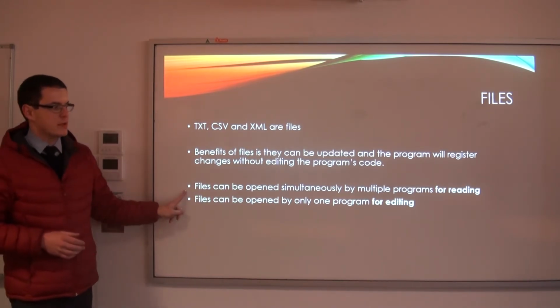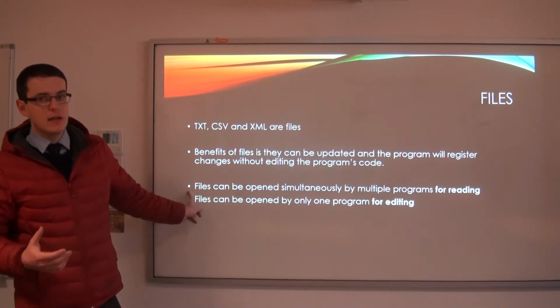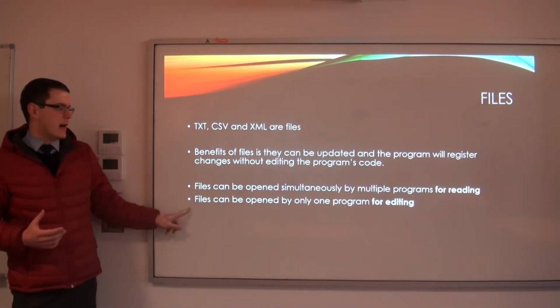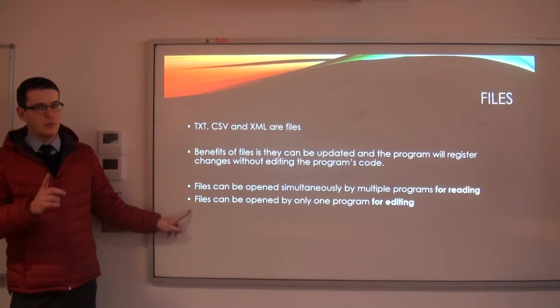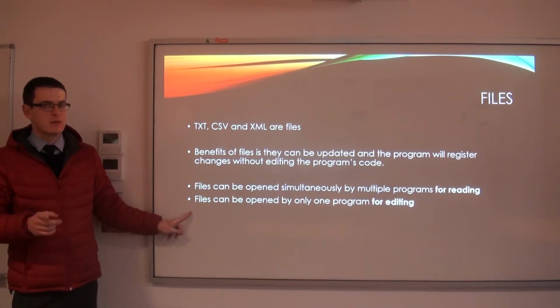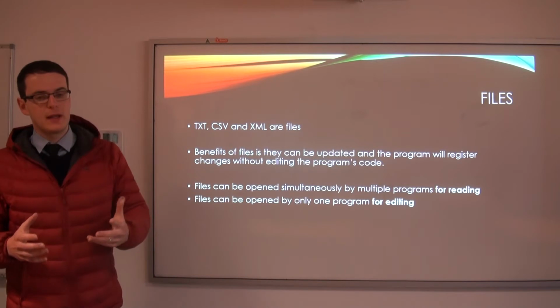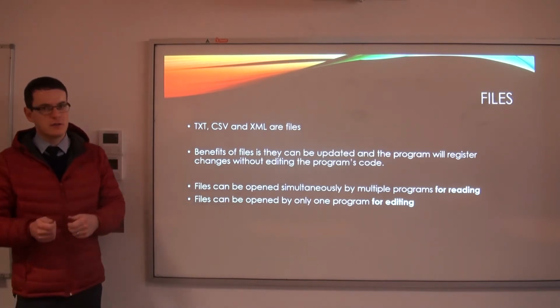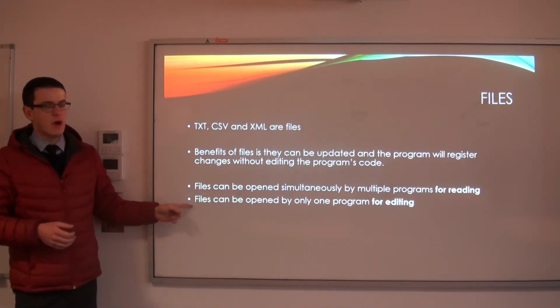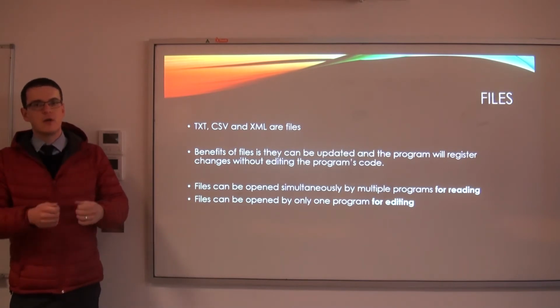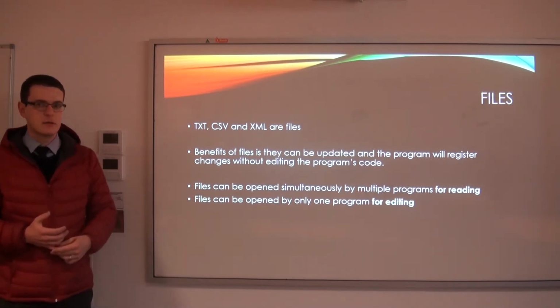Files can be opened by many different programs for reading all at the same time, but they can only be opened by one program for editing, okay? So that's why in some programming languages you see it opens a file and it closes the file. If the file is not closed, the next file won't be able to open it, or you might get some corruption, different errors like that, okay?